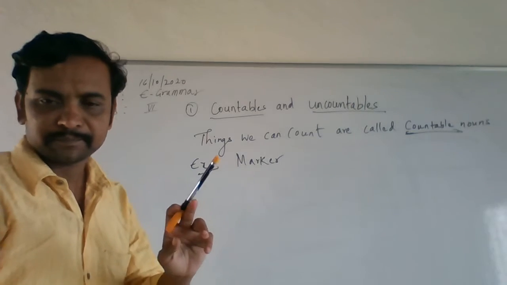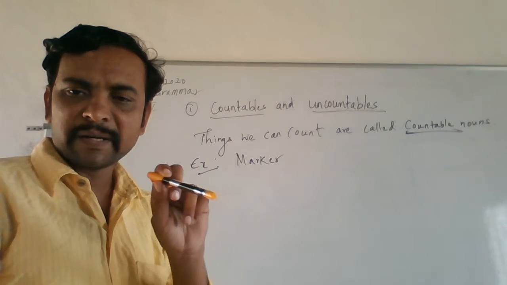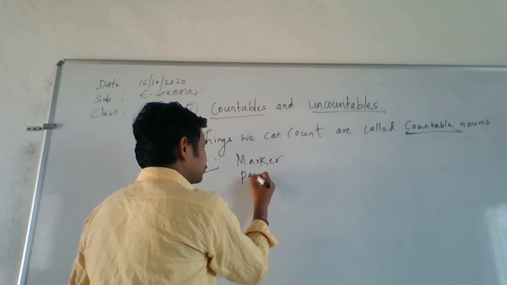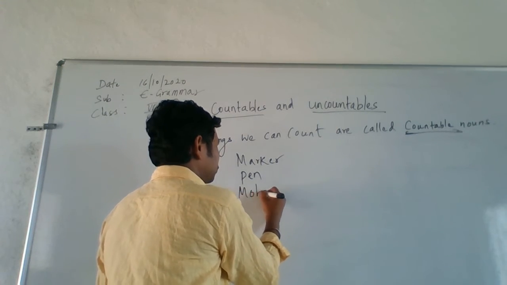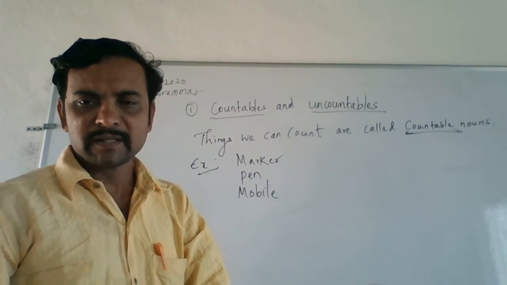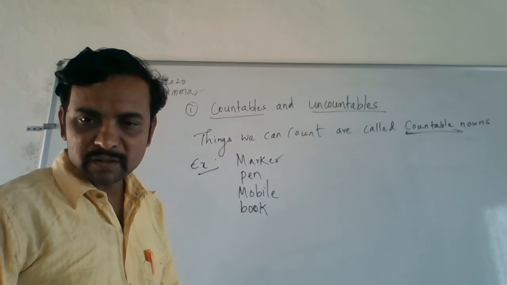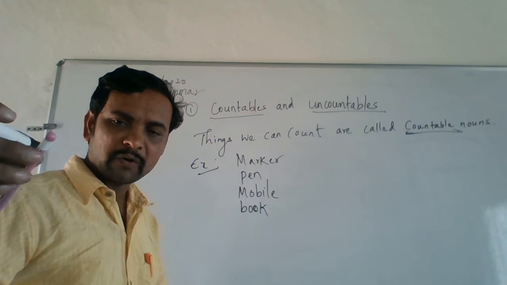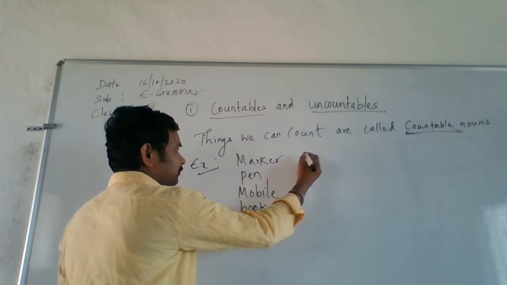Yes, pen. One pen I have. If I have more than one, two pens are there, three pens are there. Is it a countable noun? So, pen. Okay. Mobile. Is mobile a countable noun? One mobile, two mobiles, three mobiles. Is it right? Book. One book, two books, three books. For example, pencil. Can you count it? One pencil, two pencils, three pencils. Like that, pencil.